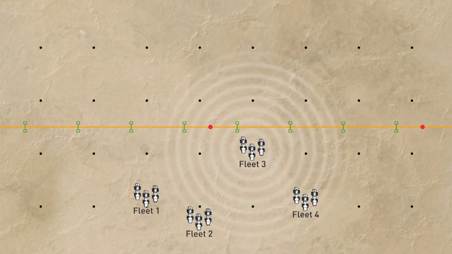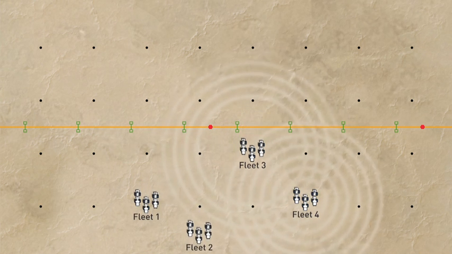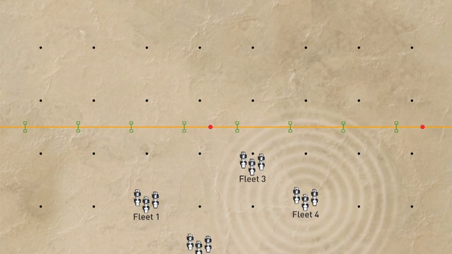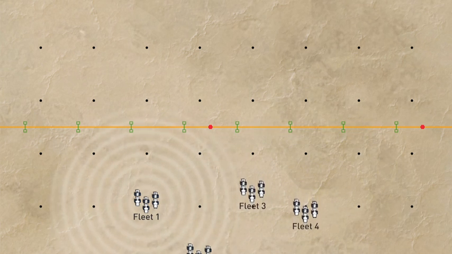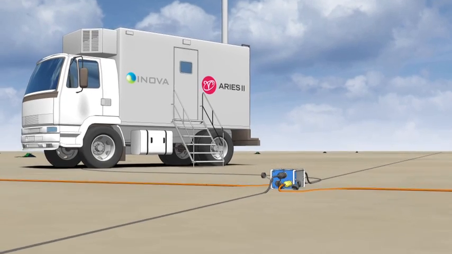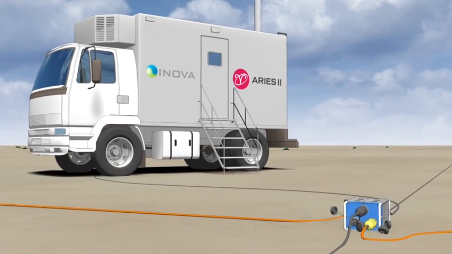This technique does produce overlap data acquisition, thus creating noise on seismic records coming from nearby vibrators. However, advanced processing techniques take this issue into consideration and remove the distortion.